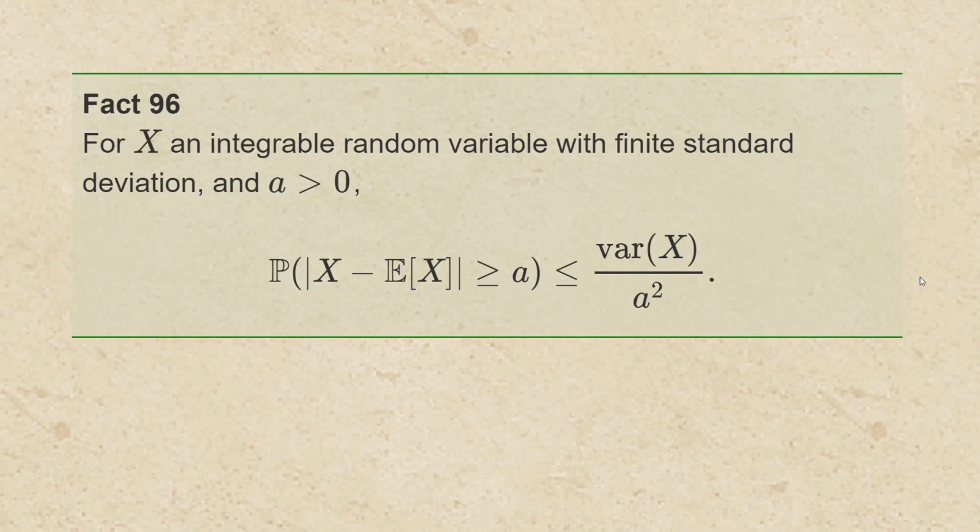So for X, an integrable random variable with finite standard deviation, and a greater than 0, the probability that the absolute value of the difference between X and its mean is greater than or equal to a is at most the variance of X divided by a squared.